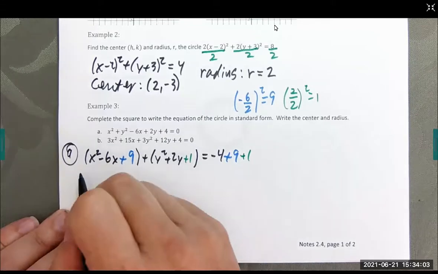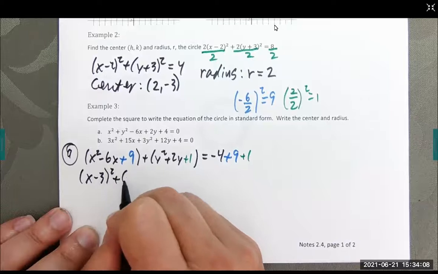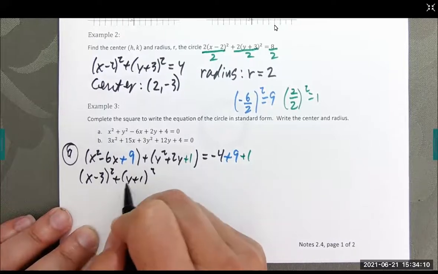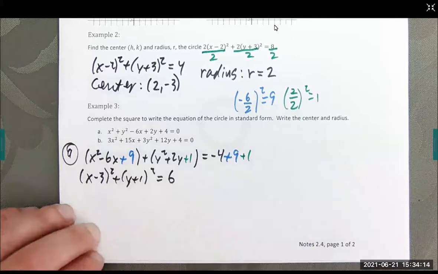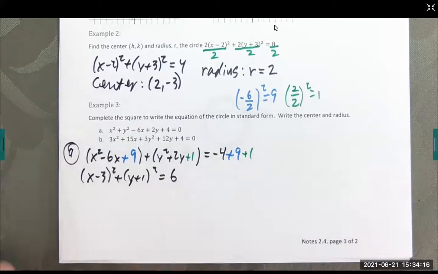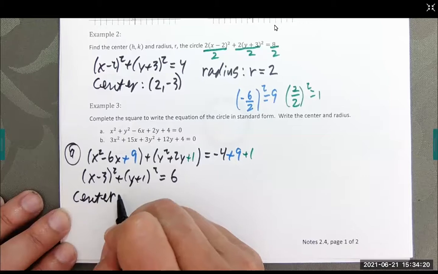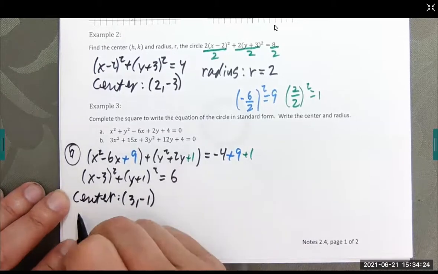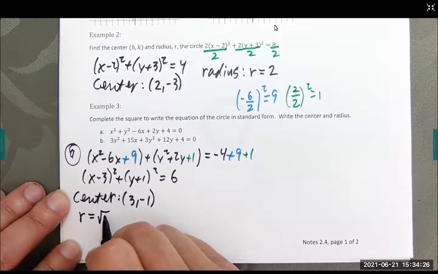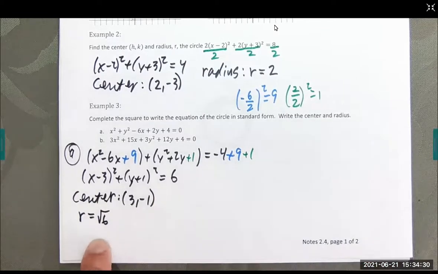So we're going to end up with x minus 3 squared plus y plus 1 squared equals, so it's 5, 6. And then it says write the center and radius. Center is at, remember we changed the sign, +3, -1. Radius in this case is √6. Again, that's r squared, so r is just going to be the square root of 6.